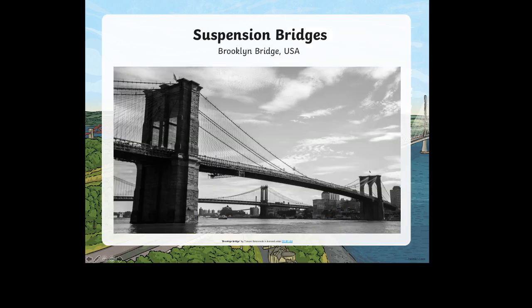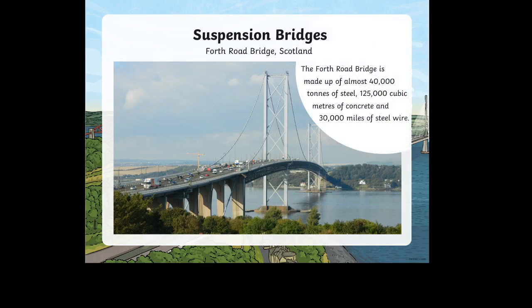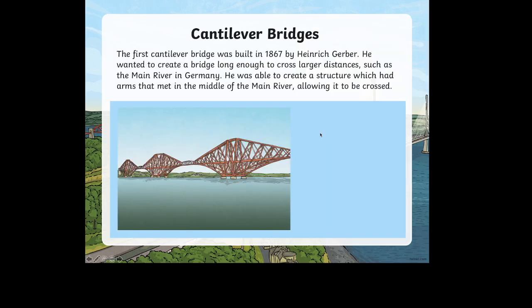The Brooklyn Bridge in America, in New York, goes between Manhattan and Brooklyn. This one's in Scotland. It's the Forth Road Bridge. It's made up of almost 40,000 tons of steel and 125,000 cubic meters of concrete. That's a lot. And 30,000 miles of steel wire.